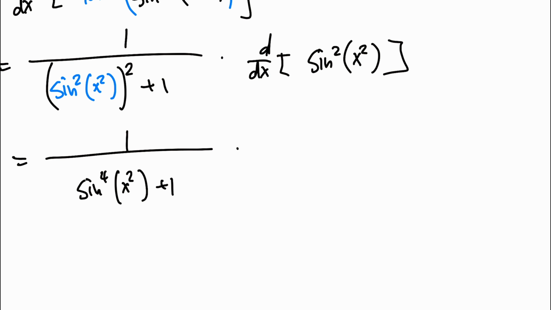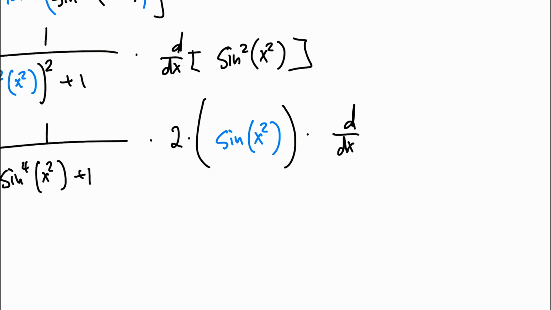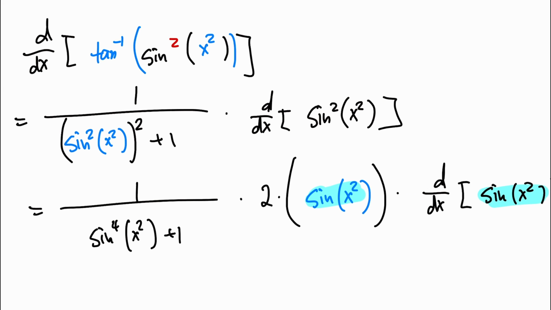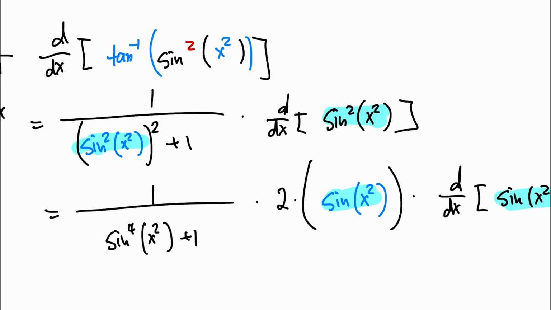We need to get rid of the square first, and to do that, we can use the chain rule again. That would give 2 times sine of x squared, so this is the x that we are plugging in, and multiply that by the derivative with respect to x of sine of x squared. Notice that everything in blue over here, this and this, will be the same. Also over here, this and this will also be the same.